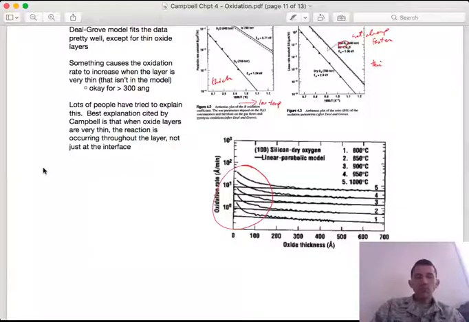Reading those explanations, it seems that the best one that's cited is that when the oxide layer is very thin, right, you're not having growth just at the interface, right? Because the layer is so thin, you'd have a certain amount of intermixing of silicon and oxygen throughout the whole thickness of the layer. So you've got growth throughout the whole thickness, not just at the interface, which means that the rate is much higher in those initial stages. As the oxide layer gets thicker, you only have growth at the interface.